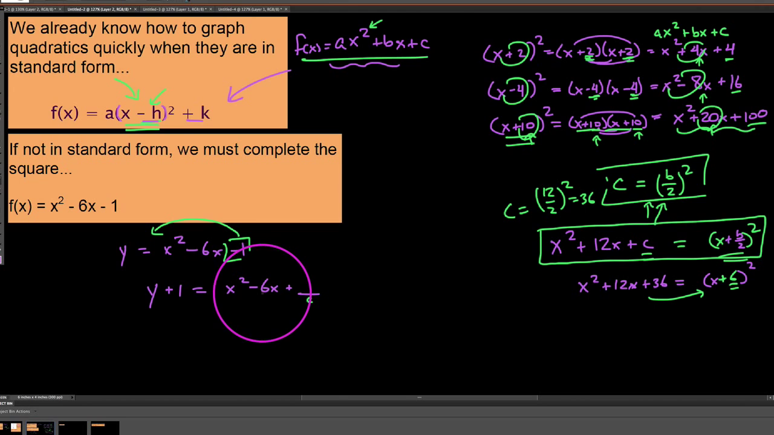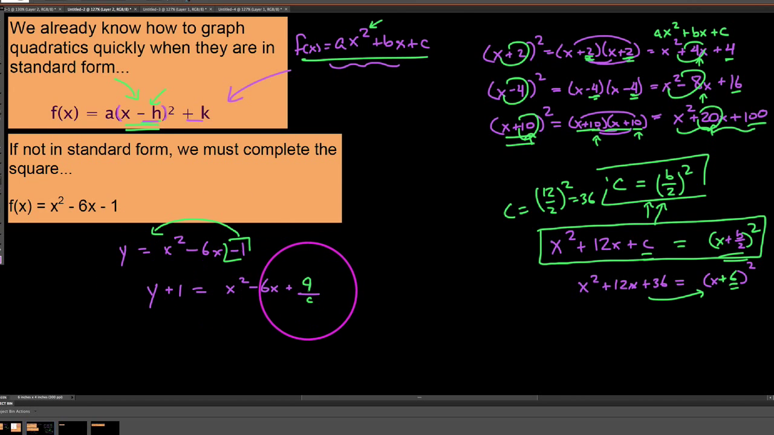So we'd say, well, what's half of -6? Half of -6 is -3. And -3 squared is a positive 9. So I'm going to add a 9 to the right side. That's as easy as completing the square. Okay, that's what we're doing when we complete the square. So we booted the loose term, and then we add in this constant that we want.